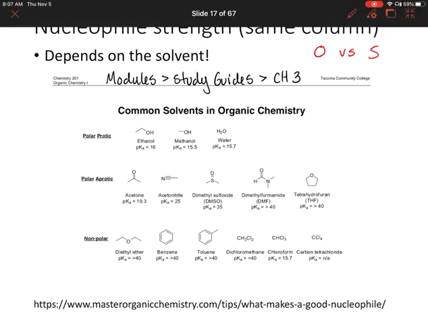So let's look at polar protic solvents first. The name polar protic tells us that these solvents are polar and that they have a hydrogen bonded to a very electronegative atom. Because there's a hydrogen bonded to a very electronegative atom on these solvents, that tells me that these solvents can hydrogen bond. So ethanol, methanol, and water are very common solvents in organic chemistry.